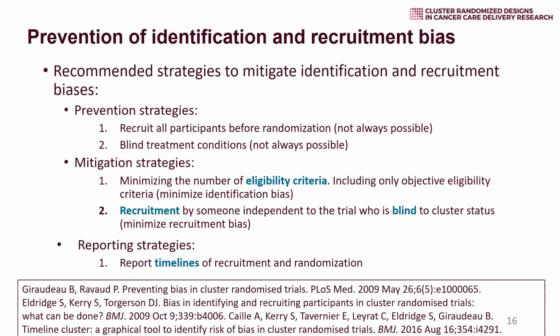So the first is to minimize the number of eligibility criteria, only including a small number of objective eligibility criteria. And this will help minimize identification bias. And the second mitigation strategy is to recruit by somebody who is independent to the trial and who is also blind to the cluster status. This will help minimize recruitment bias.